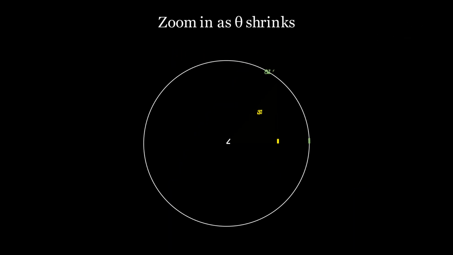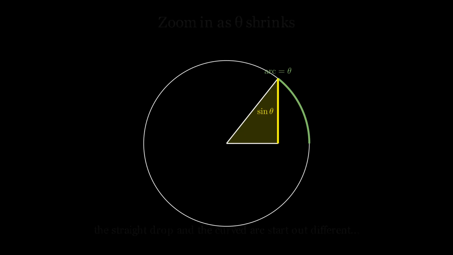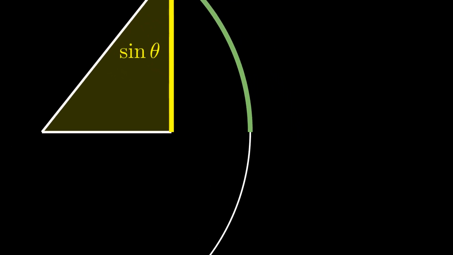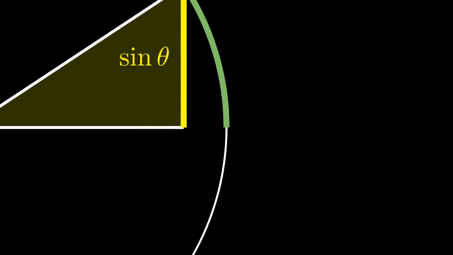Before we get rigorous, here's the intuition in one picture. On a circle of radius 1, the arc from angle 0 to angle theta has length exactly theta. Drop straight down from the end of that arc to the x-axis, and that straight segment has length sine theta. Right now, those two lengths, the curved arc and the straight drop, look pretty different, but watch what happens when we zoom in close to where they meet, right as theta shrinks towards 0.